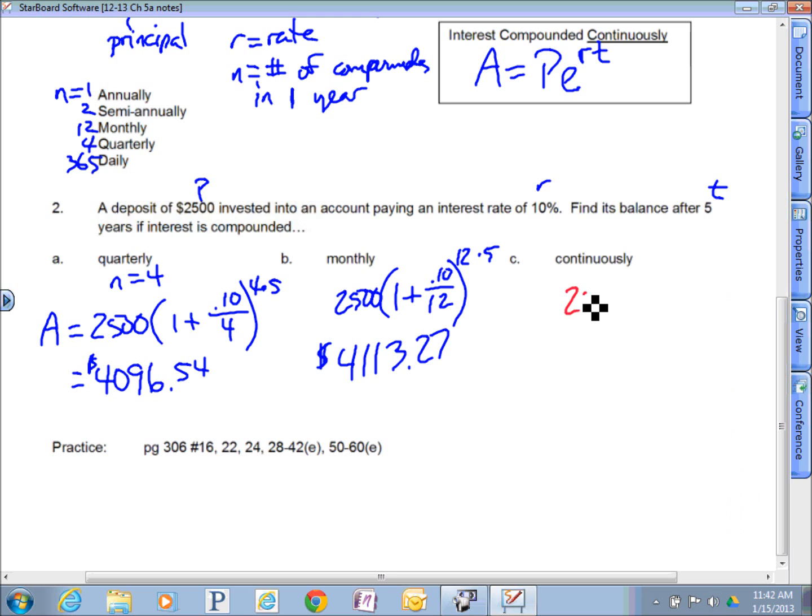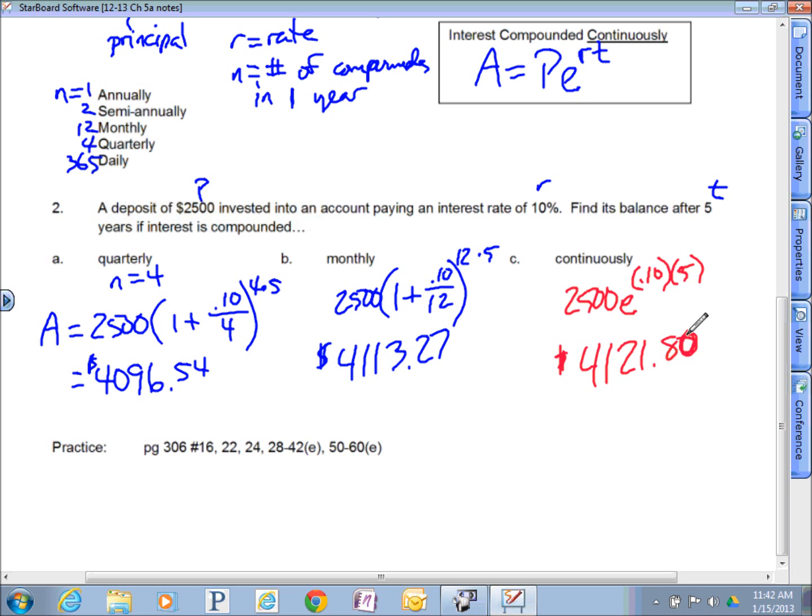And then last but not least, continuously, now we're jumping to that other formula. So 2,500 times E raised to the 0.10 times 5 power. Take that, plug it in, a little bit more money: $4,121.80.